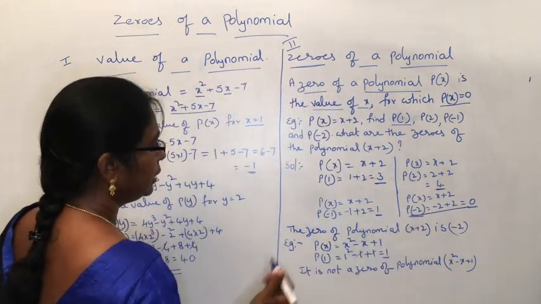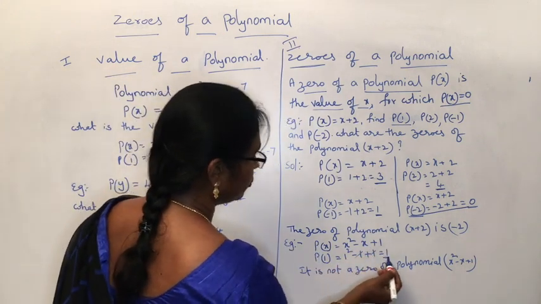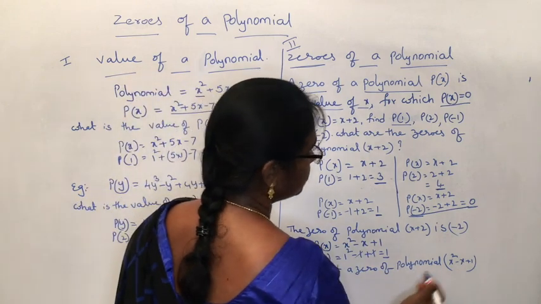Another example, I took p of x is equal to x square minus x plus 1. If p of 1 is equal to 1, then it is not a zero of the polynomial.